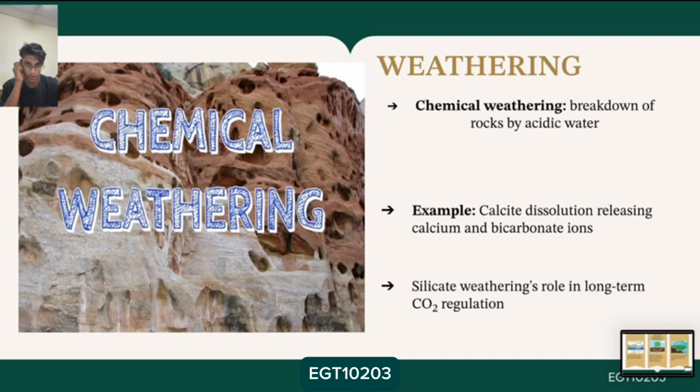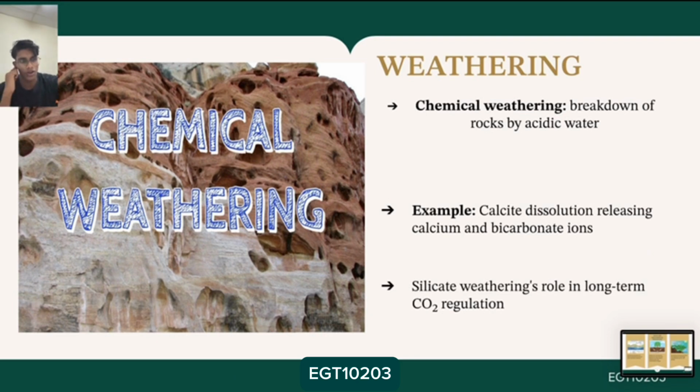We carry on the first process, which is called chemical weathering. So what can we conclude from chemical weathering? Chemical weathering basically is about breakdown of rocks by acidic water. For example, calcite dissolution releasing calcium and bicarbonate ions. There's also a cycle called the carbonate-silicate cycle, where weathering plays a role in long-term carbon dioxide regulation.